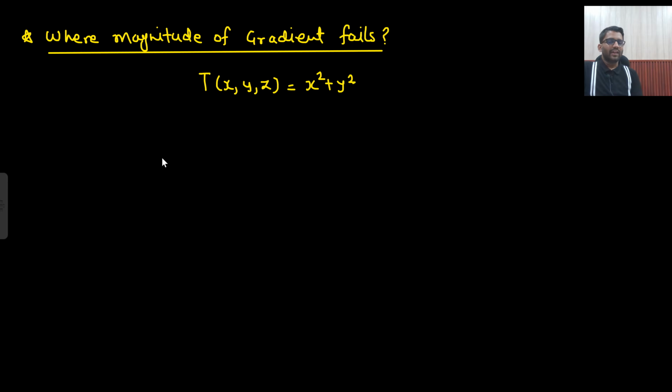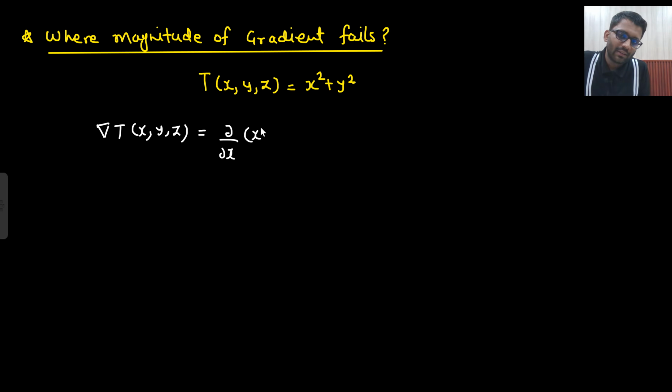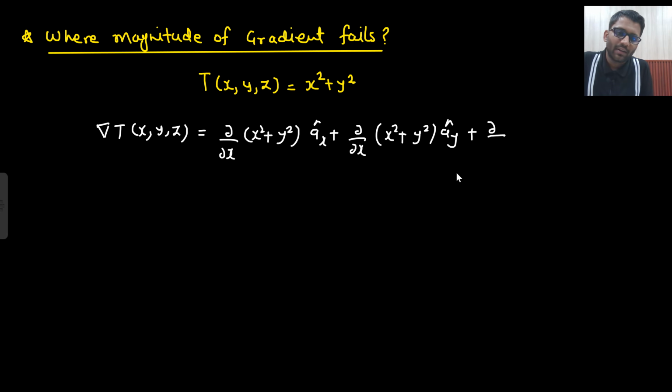Where will the magnitude of gradient fail? So let's take this example. First you calculate the gradient. Again I said divergence; where the magnitude of gradient will fail. So let's take this example and calculate the gradient of this function. What would that be? Del by del x of (x square plus y square) ax cap plus del by del y of (x square plus y square) ay cap plus del by del z of (x square plus y square) az cap.